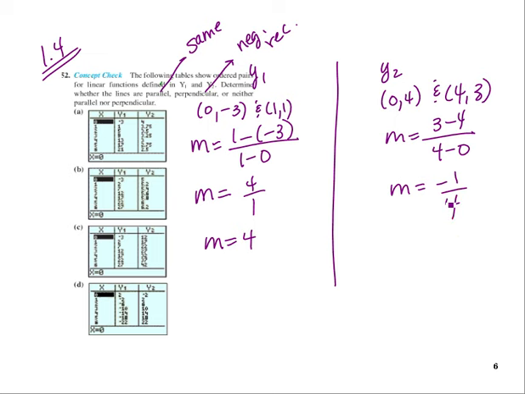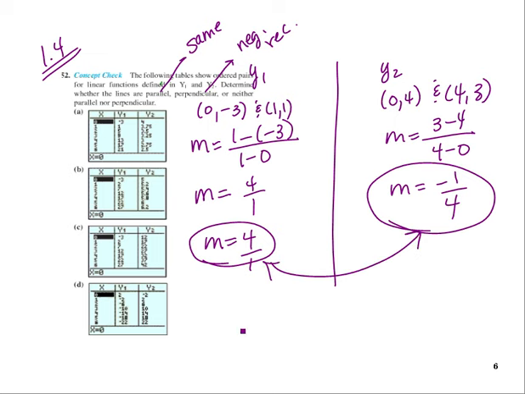Well, 4 and -1/4 are not the same, but are they negative reciprocals? Yes, because 4 is 4 over 1. Negative reciprocals are numbers whose signs are different and whose fractions are flipped. So that means that these two lines, that is y1 and y2, are perpendicular. So y1 is perpendicular to y2.